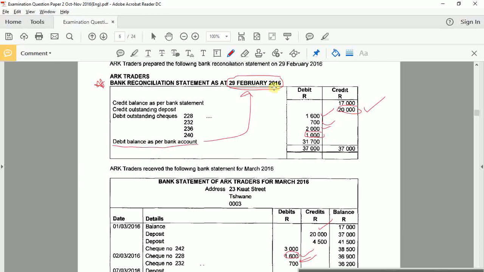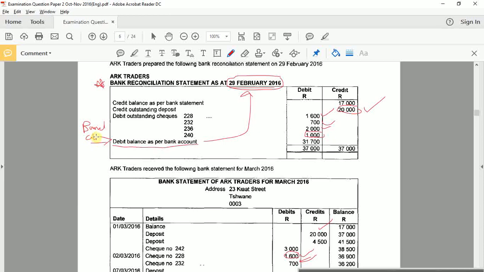With 31,700. Yes. So where are we going to put this? Bank account. So where's the bank account? In the general ledger. Okay, so make a note that this has to go to the bank general ledger.